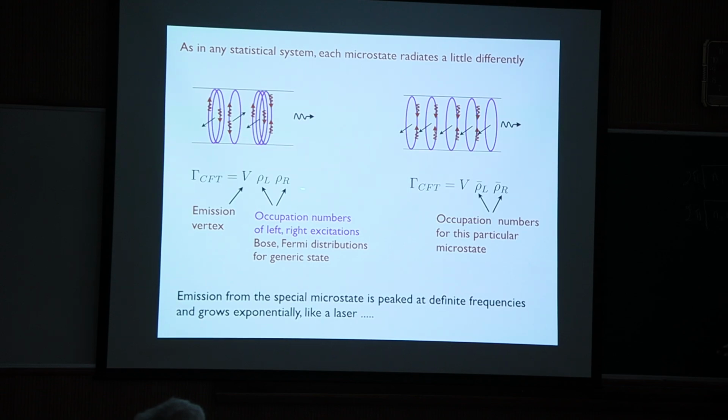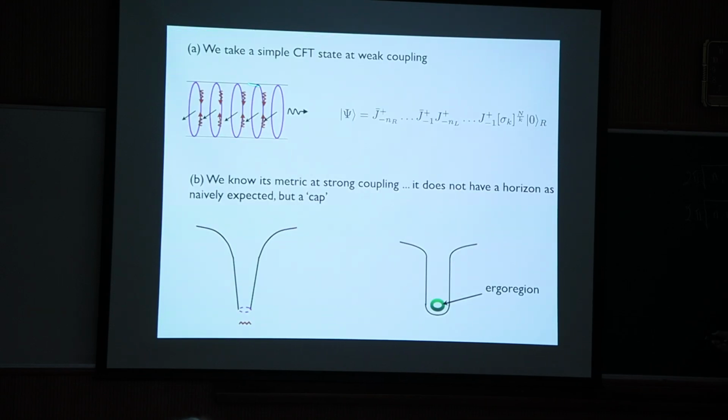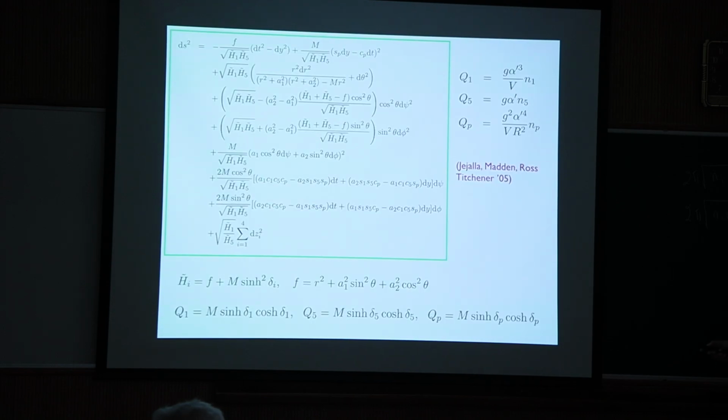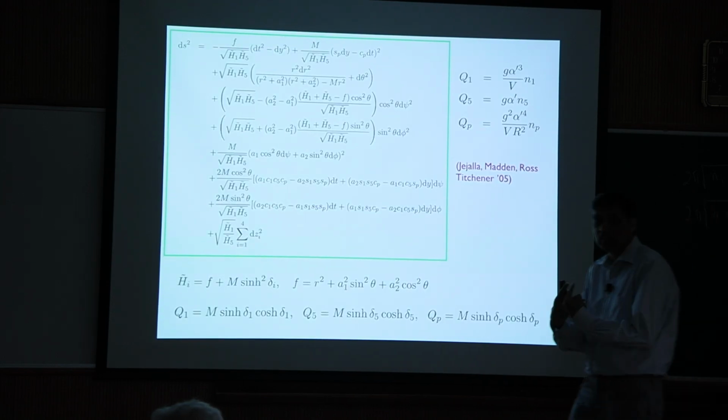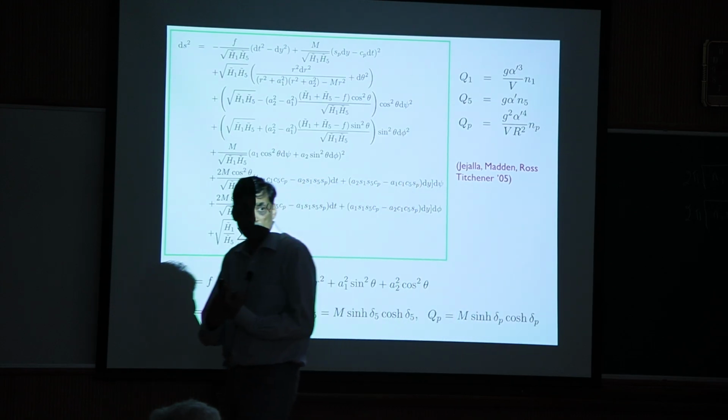Now, in that metric, you have to go and compute the radiation. So we have two calculations to do. On the weak coupling side, we have to compute this emission rate. On the strong coupling side, we have to compute the emission from this metric, which is given explicitly here. And what we'll see magically is that they agree down to the last factor of 2 and pi.